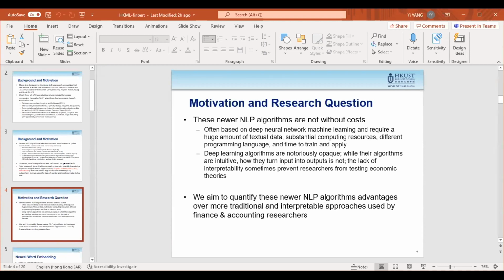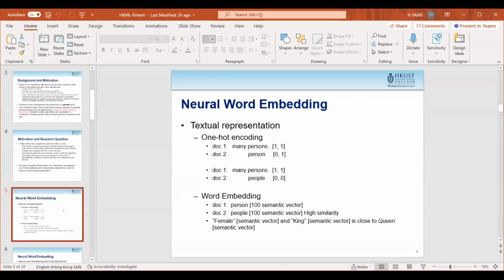And in this research, we want to quantify this new NLP approach and compare it against previous text analysis approaches widely adopted in finance and accounting research, such as the lexicon-based bag-of-words model. So that's our research question.